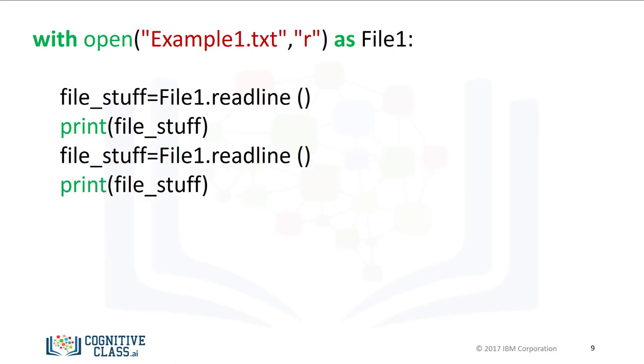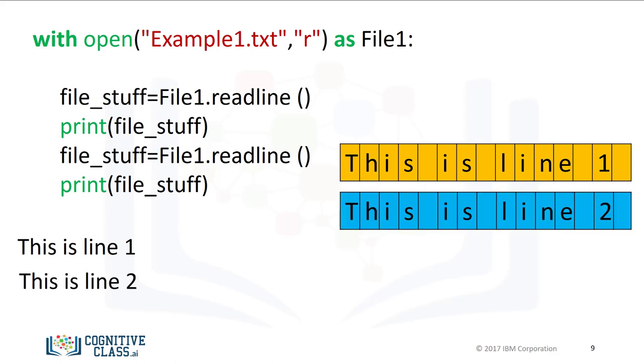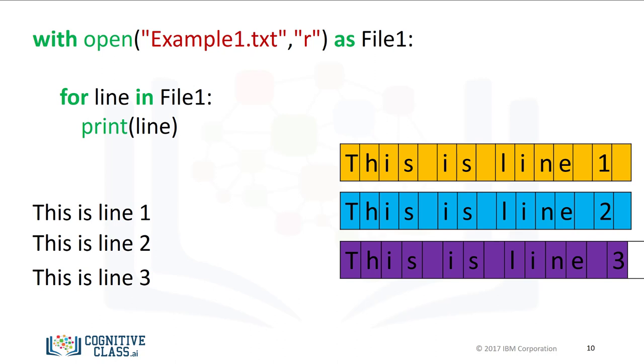We can use the method readline twice. The first time it's called, it will save the first line in the variable file_stuff, and then print the first line. The second time it's called, it will save the second line in the variable file_stuff, and then print the second line. We can use a loop to print out each line individually as follows.